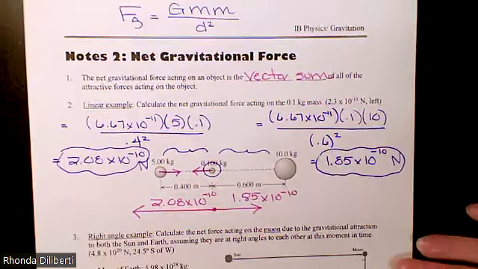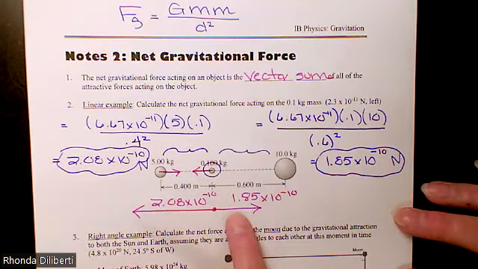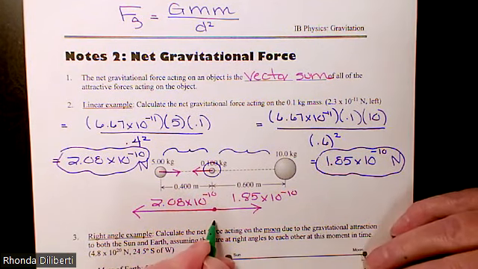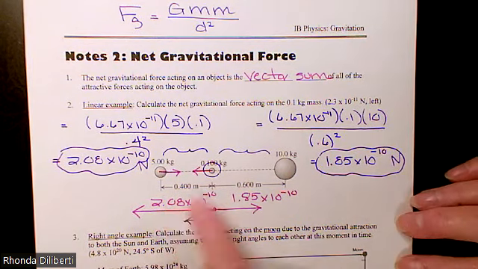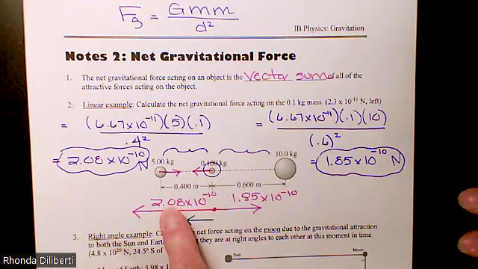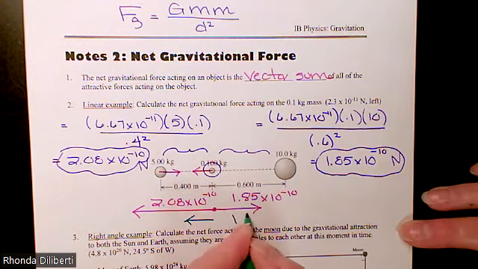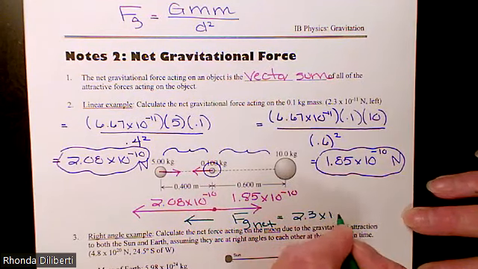I called this a linear example because all of my masses were in a straight line, which means that I can just subtract the big arrow minus the little arrow to find the net force of attraction. So the net force of attraction is going to be a little bit going to the left. When I subtracted those two numbers, 2.08 times 10 to the negative 10 minus 1.85 times 10 to the negative 10, I got 2.3. So the net gravitational force is equal to 2.3 times 10 to the negative 11 newtons.